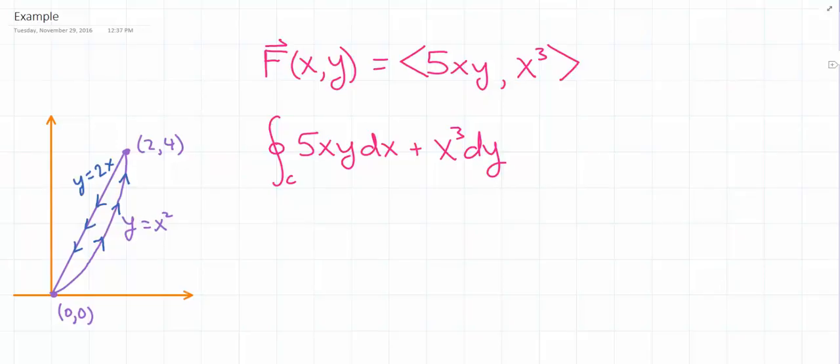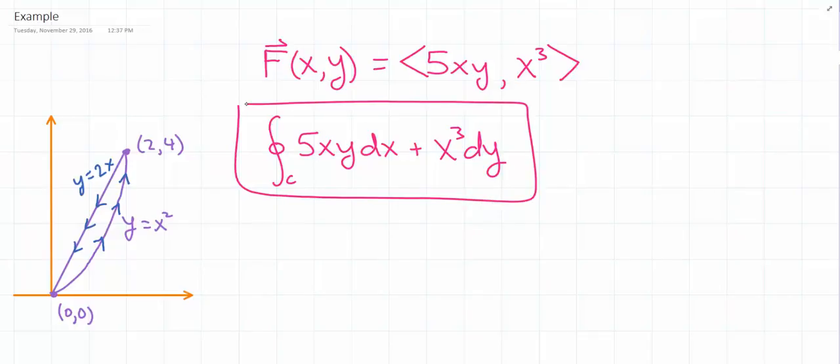Now, I've already written the vector field and the integral here. What I'm going to do is look at the first curve. I'll refer to this as C1, and this over here is C2. So I'll do C1 first. Here's what we've got. For C1, I have 5x, and in place of y, I'm going to put x squared, and then I have dx. So there's the first part.